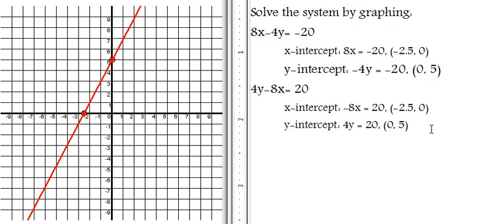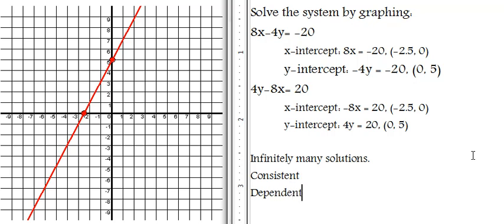So, infinitely many. And then consistent or inconsistent: we know consistent means it has a solution. Well, this has more than one solution, so it's definitely consistent. And then dependent or independent: if the lines are the same, they're said to be dependent. If they're not the same line, they're said to be independent. So these lines are the same, so this is a dependent system of equations. And that's all you do here.